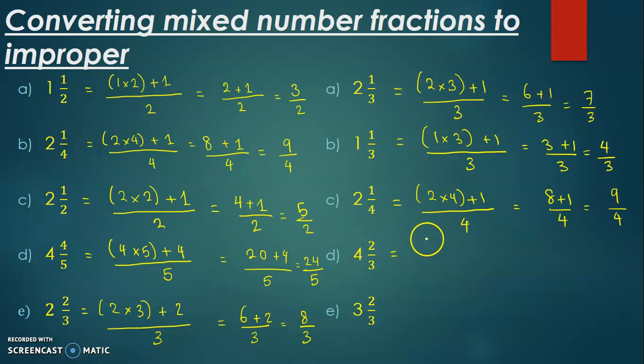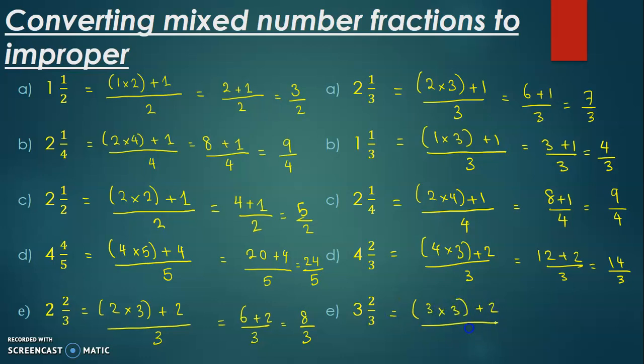Right, so this one, 4 times 3 plus 2 divided by 3, and that would be 12 plus 2 over 3, which would give you 14/3. And the last one, but not the least, 3 times 3 plus 2 divided by 3, which would give you 9 plus 2 divided by 3 is equal to 11/3. And there you have it.